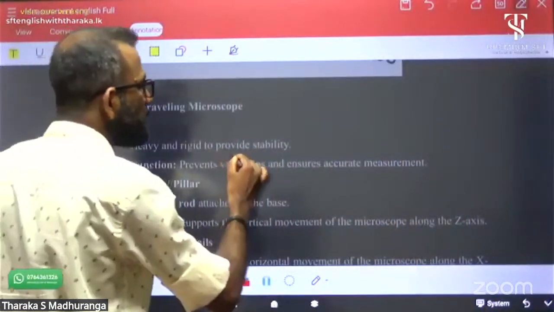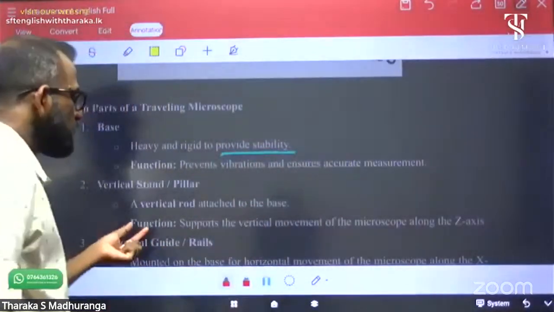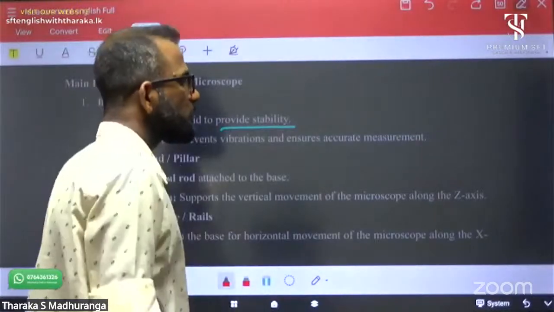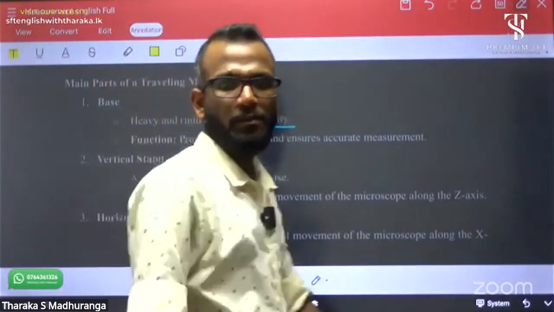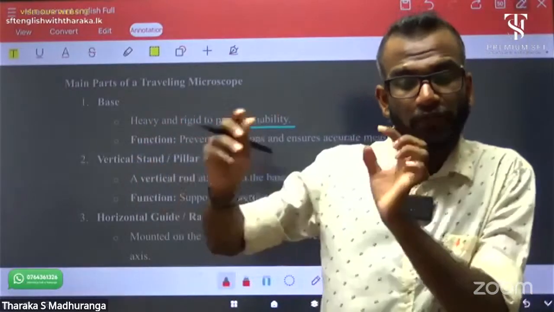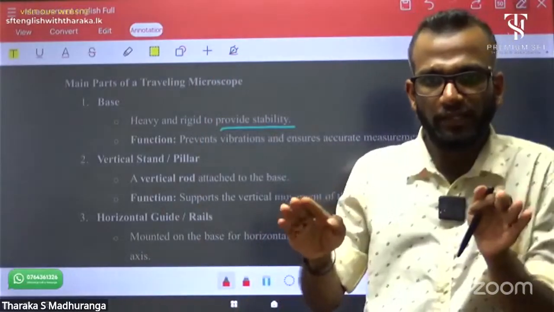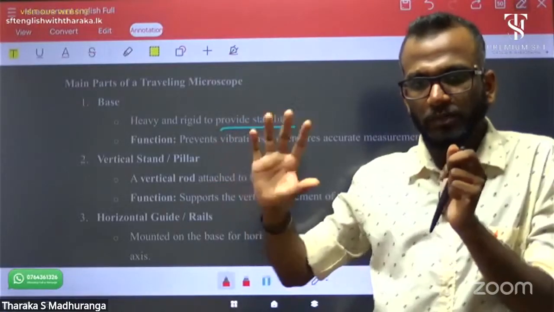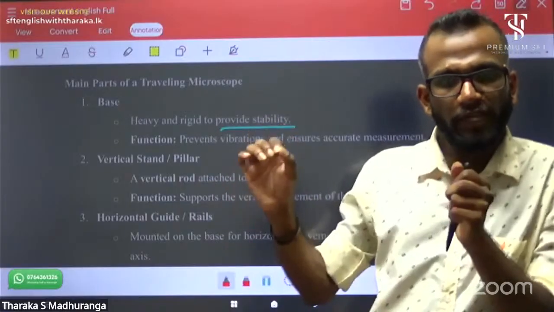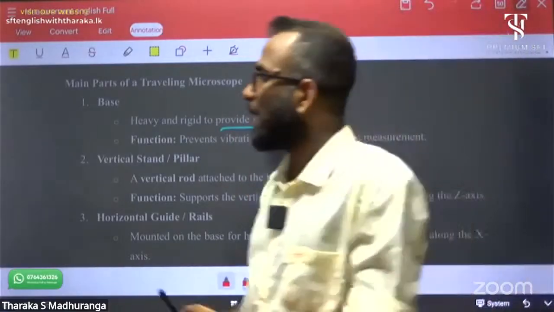It provides stability. The function is to prevent vibration and ensure accurate measurements. If there is any vibration, we can't focus perfectly. This cross line should focus accurately. If not, measurements can vary. If you need to focus accurately, the instrument should be stable.